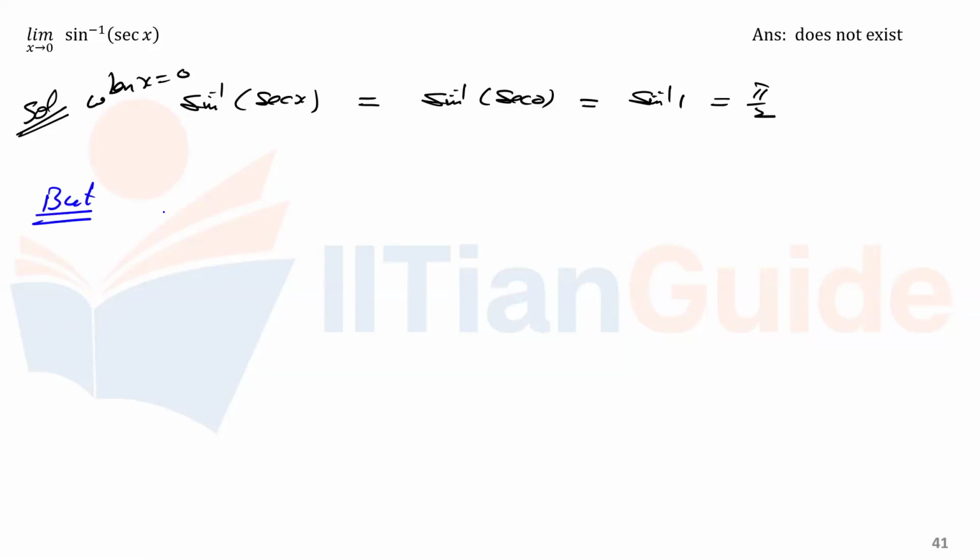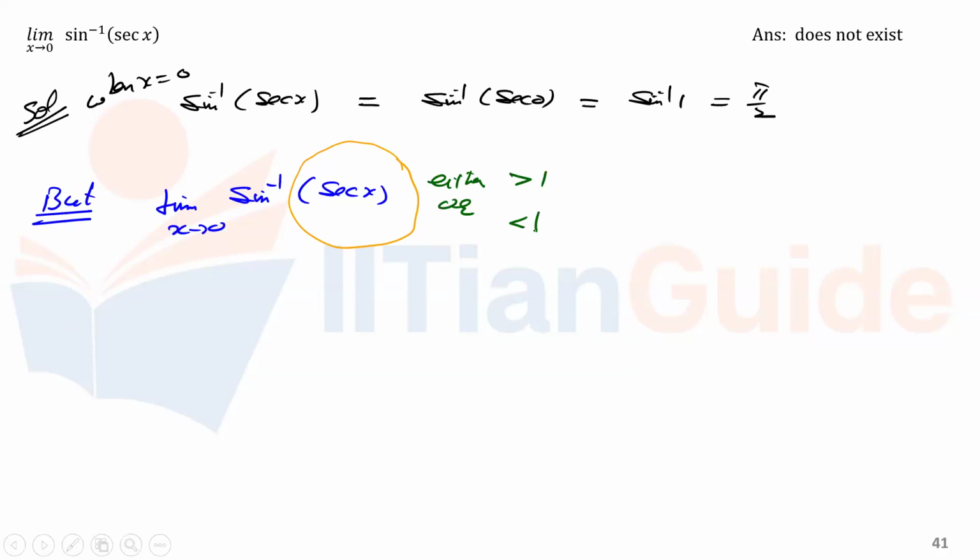But when we are having limits extending to 0 sine inverse of sec x, pay attention to the term inside the bracket, that is sec x. Its value: x is not 0, it is tending to 0. So its value will be, sec theta is always greater than 1 or less than minus 1. The value of this term is either greater than 1 or less than minus 1. Domain of sine inverse. Am I right?